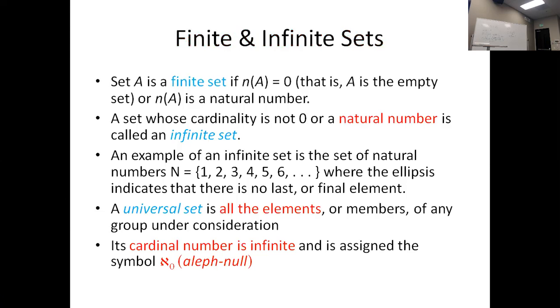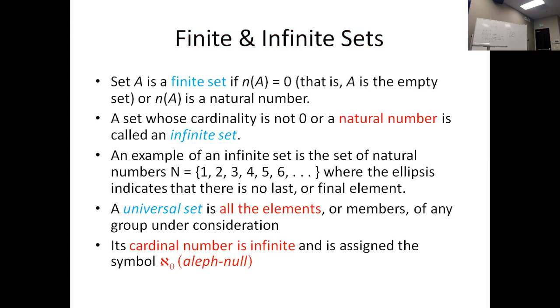For example, we have here set N, capital N, 1, 2, 3, 4, 5, 6, and then 3 dots. Is it finite or infinite? Look at it. Is it an empty set? No. It has to be that n of A is 0, or n of A is a natural number. But n of A here is infinite. It continues to infinity. Therefore, this is an infinite set.